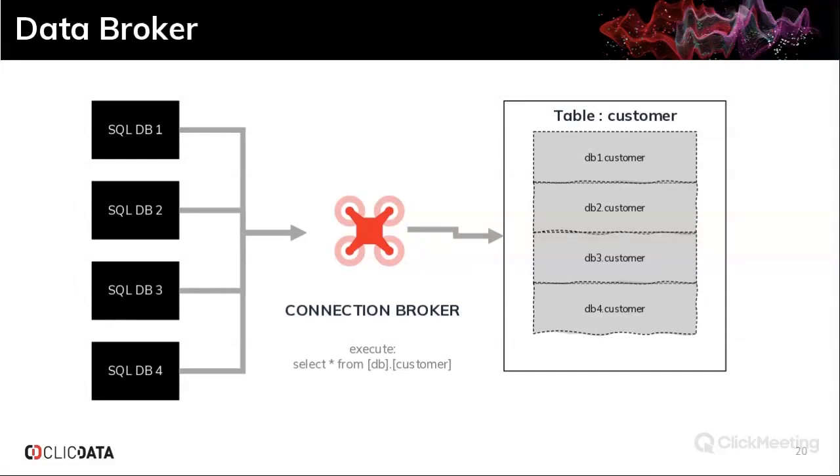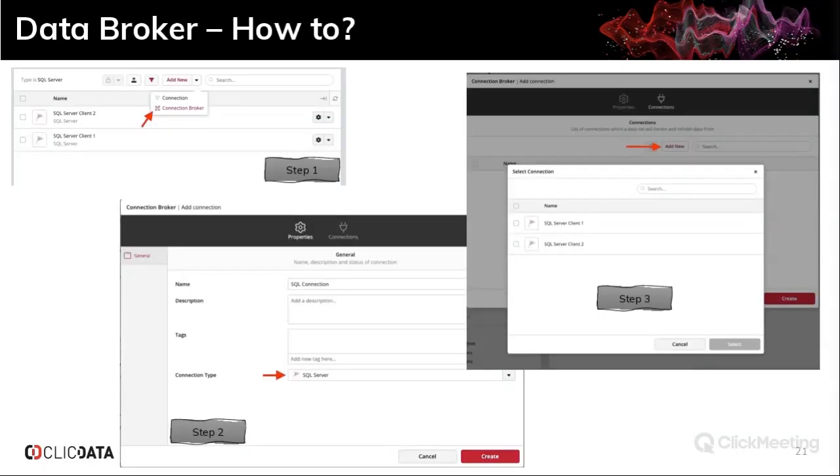Instead of you going to each table one by one, you can set up a connection broker on ClicData so that we automatically iterate through all your databases, execute the same query, and put the content of all the query into one single table. The way to set up a connection broker is once you access the connection screen on ClicData, you can click on the Add New button at the very top. And on that small drop down, you have 2 options. Either you can set up a connection or you can set up a connection broker.